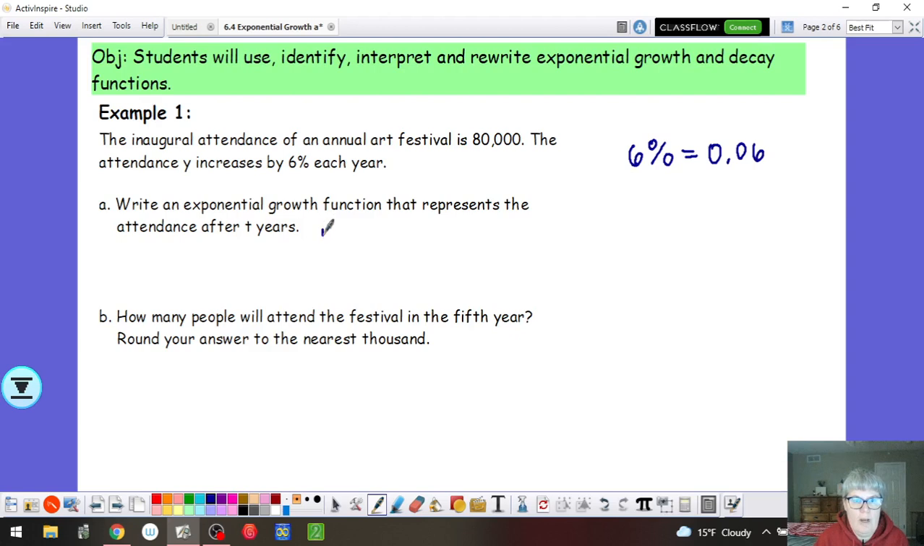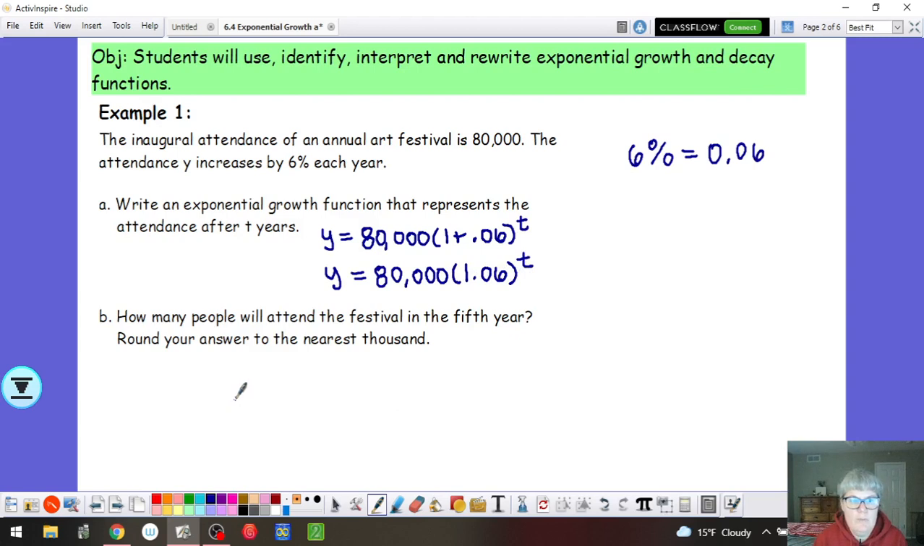So we have y equals, our initial value is 80,000 times 1 plus 0.06 to the t power. And we can simplify that sum to have the equation y equals 80,000 times 1.06 to the t.